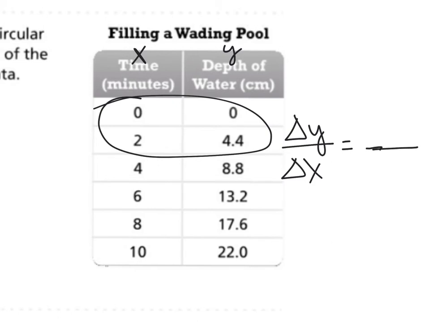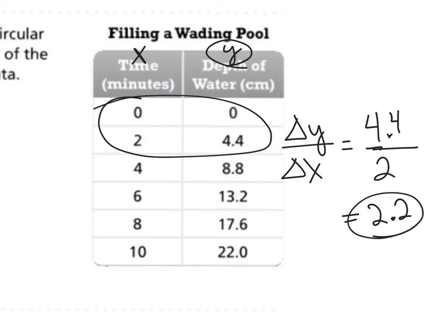Change in Y, so our Y's are going from 0 to 4.4, so change in Y is 4.4. Minutes went from 0 to 2, so that change is 2. And so 4.4 divided by 2 would be 2.2. So our slope is 2.2.